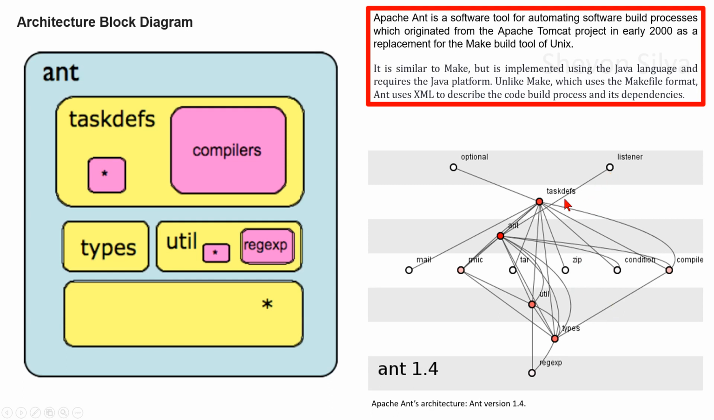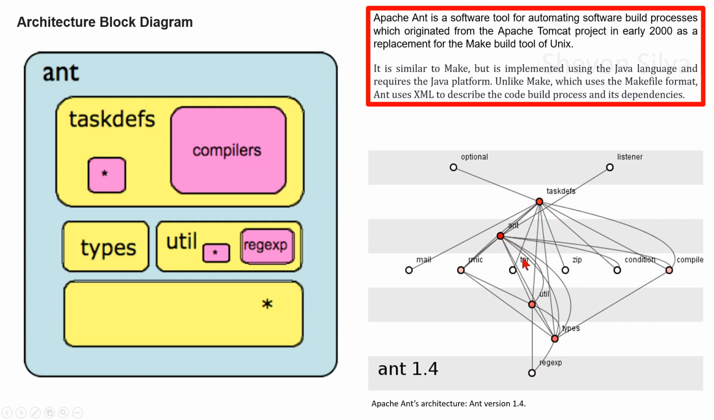Here listener is connected. Listener interacts with Ant, and here Taskdefs interacts with Ant, Util, types, RMIC, compile, optional, mail, tar, zip, and condition.